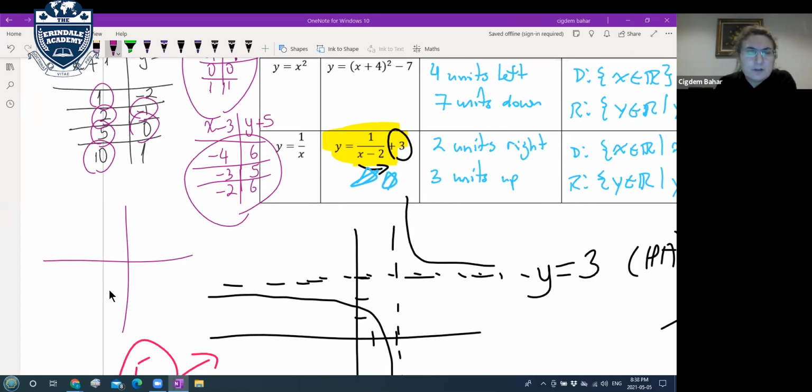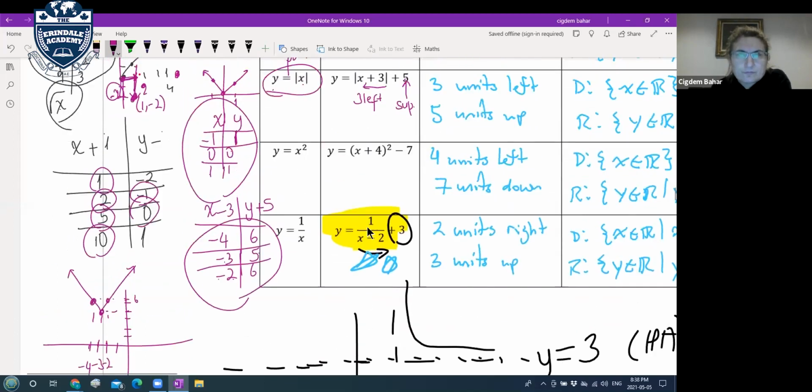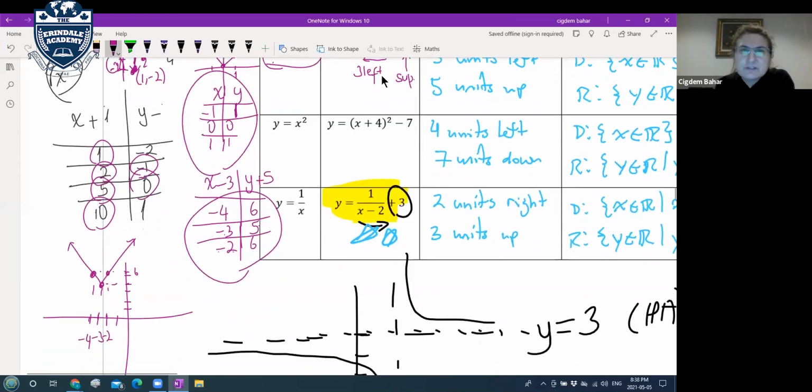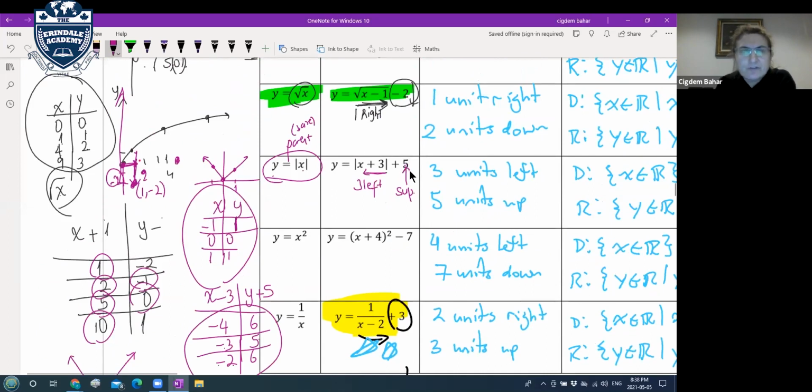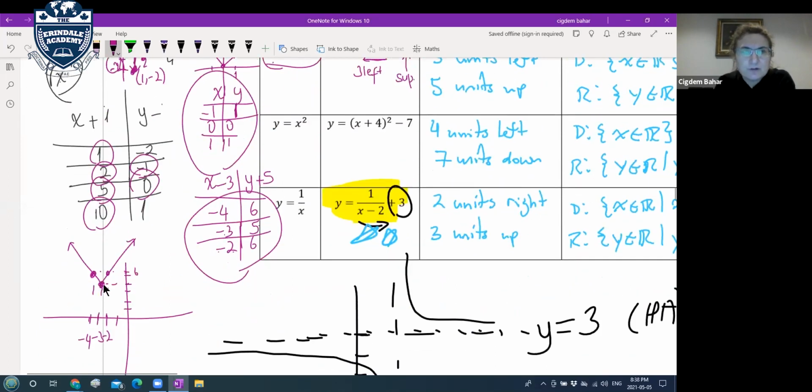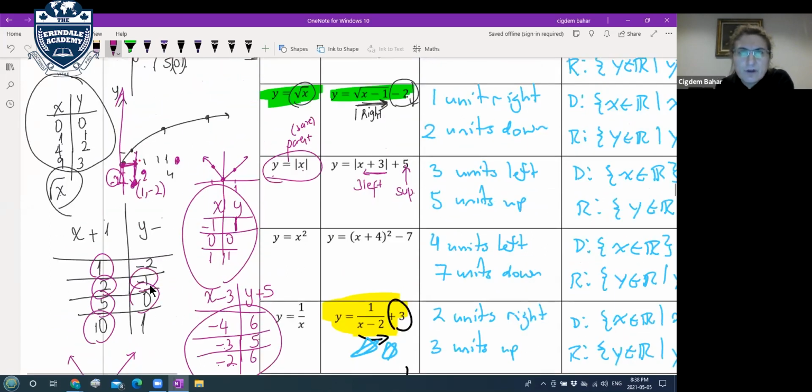Negative 4 and 6. Negative 3 and 5. Negative 2 and 6. Okay, so the graph shifted as you see, 3 left, 5 up. Look at the starting point right here, which is negative 3 and 5.